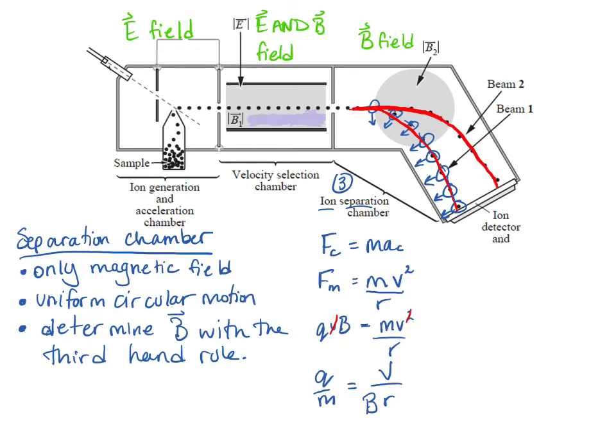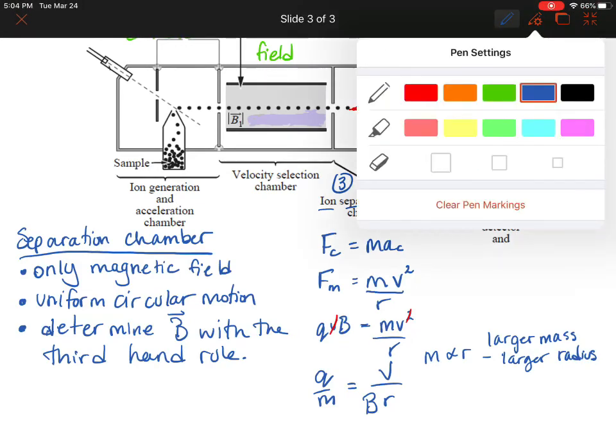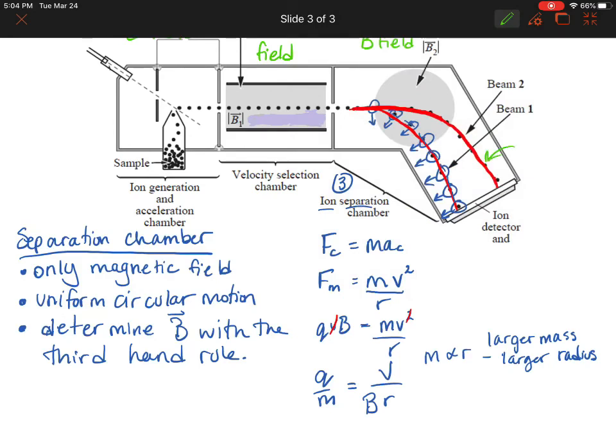And as you see, the mass is directly proportional to the radius, because they're both on the bottom of the fraction on either side of the equal sign. So what does that mean? It means that the larger your mass is, what happens to your radius? Larger radius. So this guy right here, beam 2, probably has a bigger mass. This guy probably has the smaller mass.